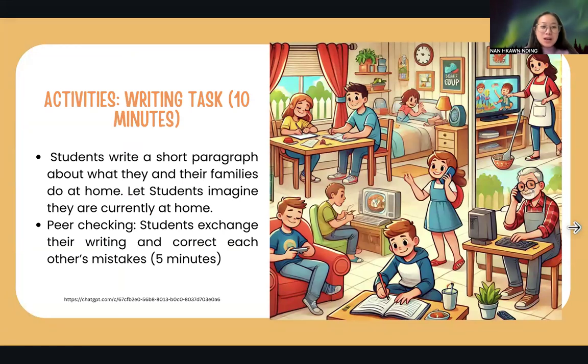What you have to do is look at this picture, okay? You have to just look at this picture and then write a short paragraph about what they are doing right now. For example, a boy and a girl are writing at the desk, and maybe a mother is cleaning. Okay, so such kind of thing. I'll give you 5 minutes.